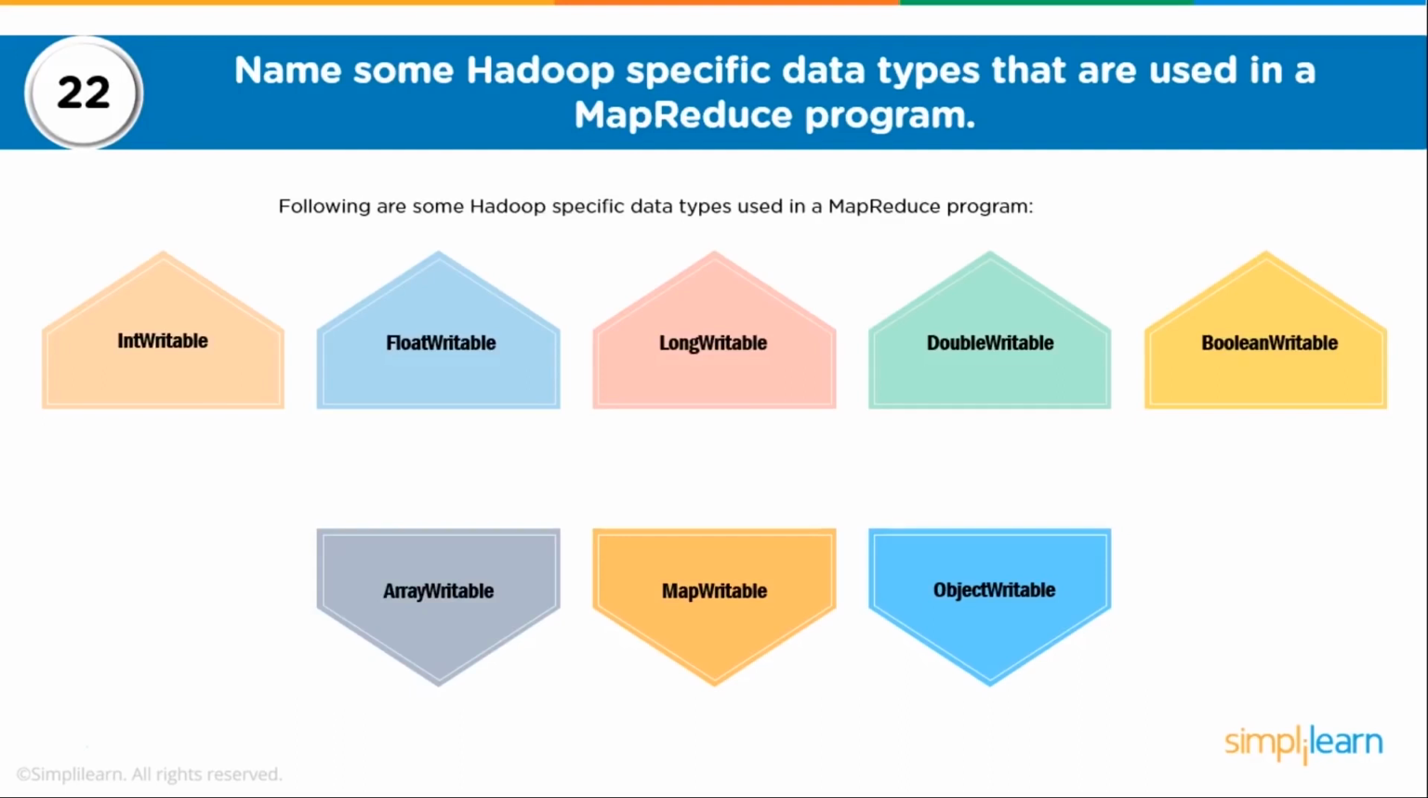Now when you talk about data types in Hadoop, these are implementations of the Writable and WritableComparable interfaces. So for every data type in Java, you have an equivalent in Hadoop. So int in Java would be IntWritable in Hadoop, float would be FloatWritable, long would be LongWritable, DoubleWritable, BooleanWritable, ArrayWritable, MapWritable, and ObjectWritable. So these are the different data types that could be used within your MapReduce program, and these are implementations of the Writable and WritableComparable interfaces.